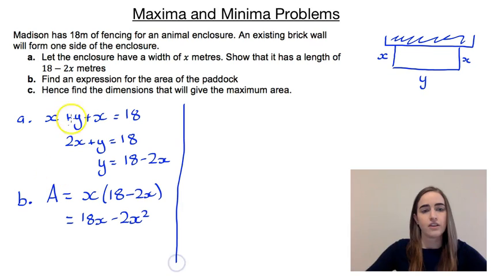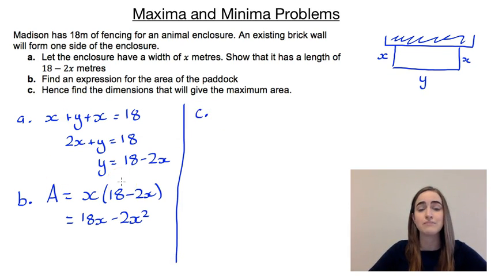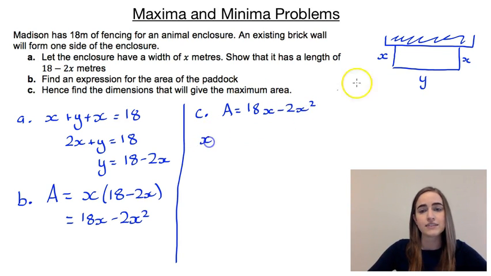All right, part C asks us to find the dimensions that will give us the maximum area. So we're starting off with our expression for the area, which was 18x minus 2x squared. We're going to find x, so the width, that will give us our maximum area, and then sub it back in to find the length. So we're going to use that formula again, making sure that we get the right numbers. So our b will be our 18 and our a is minus 2.